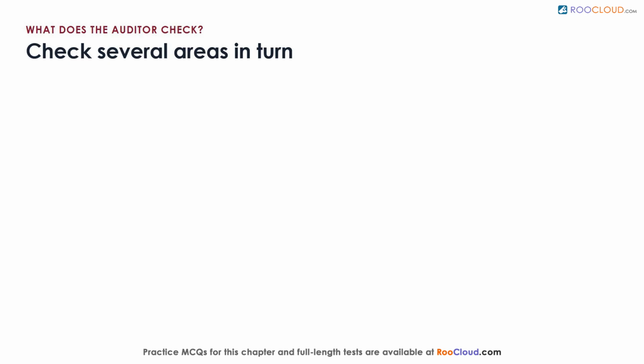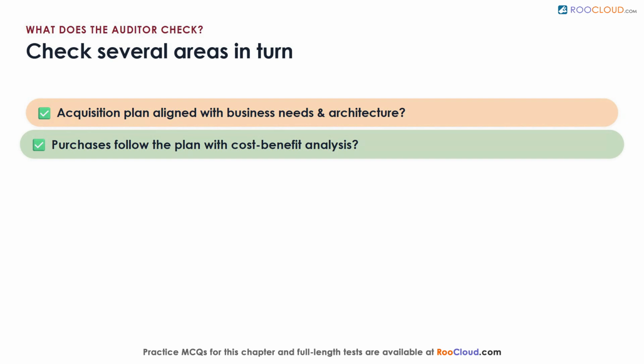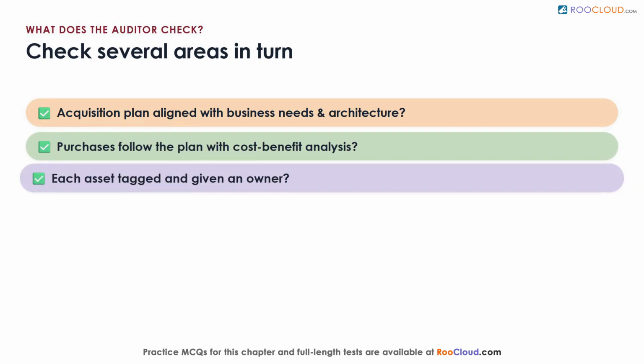So how should an auditor review hardware? Check several areas in turn. Is the acquisition plan aligned with business needs and the architecture? Do hardware purchases follow that plan with cost-benefit analysis? Has each asset been tagged and given an owner?